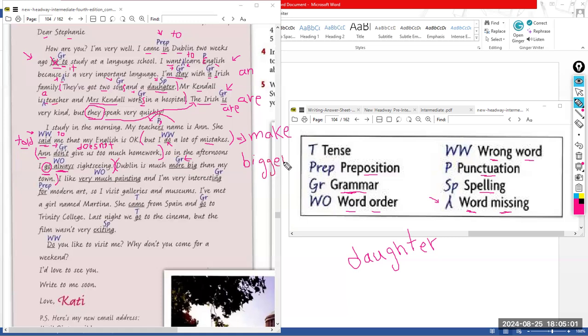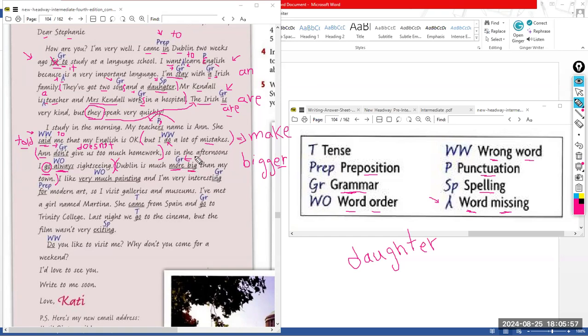So keep in mind, guys, that big is an adjective with only one syllable. Because big has only one syllable, you have to apply the regular rule, which is adding er, i-e-r at the end of the adjective. Only if the adjective has more than one syllable, two syllables or more, you have to use more. For example, more beautiful, more polite. Why? Because polite has two syllables. So this is why I used more.